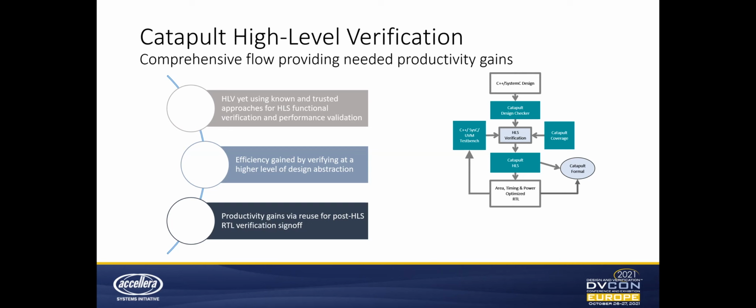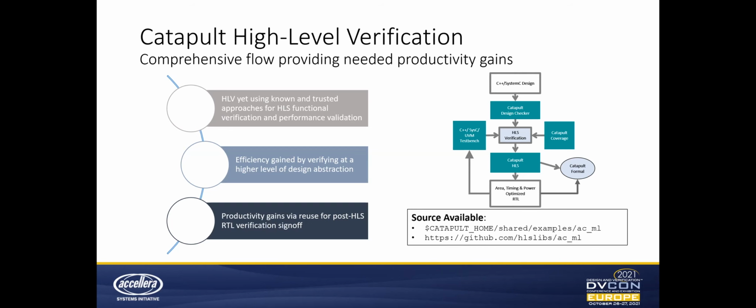If you would like to more closely inspect the work that we did on the ML Accelerator design, you have a couple of options. Those of you with access to a Catapult install can find the full source under the examples directory shown here. But even if you don't have access, you can download everything from GitHub at this URL.